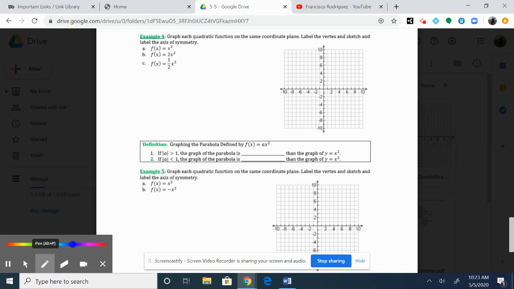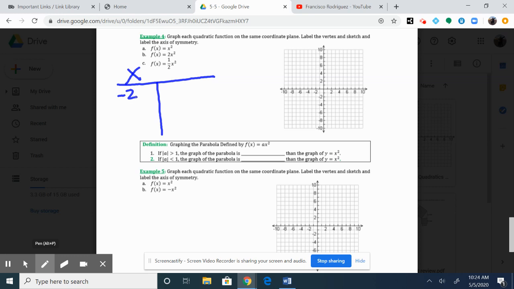So the way that we graph our parent function is that we take our x and we can just make up any numbers. We could say -2, -1, 0, 1, and 2. And what we're going to do is plug them into x squared to get our y.